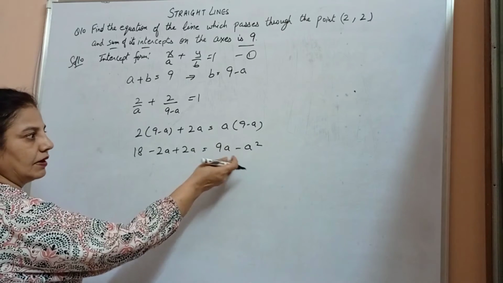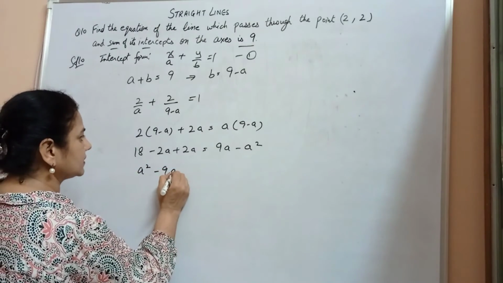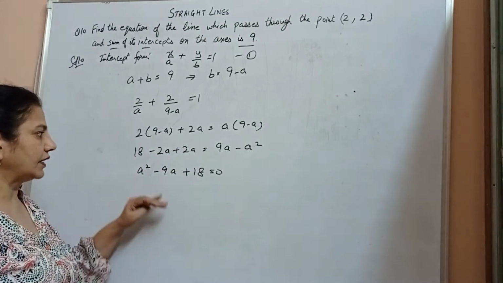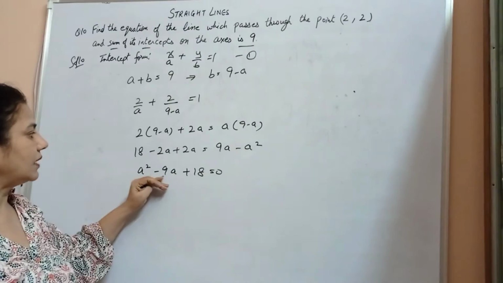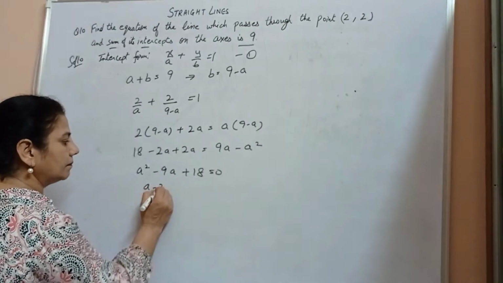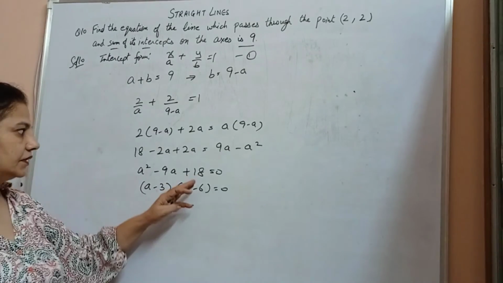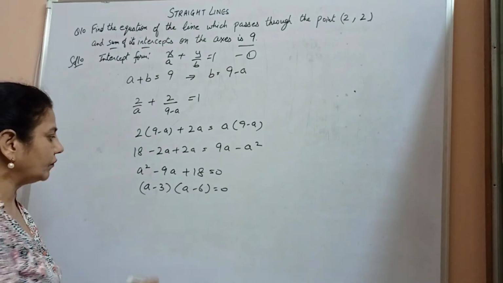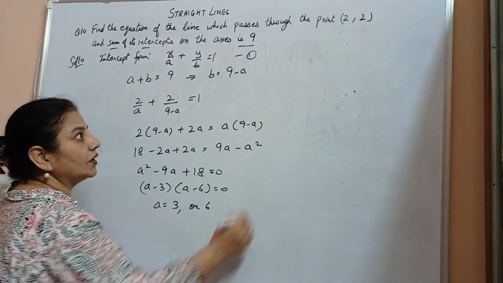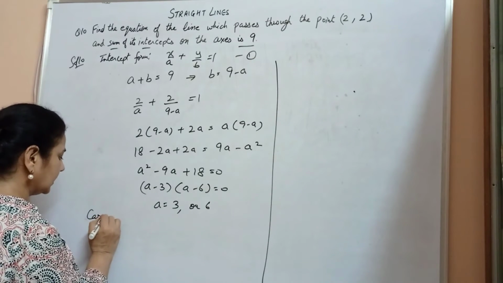Take 9a minus a square to left hand side, so that we get a square minus 9a plus 18 is equal to 0, because minus 2a and 2a will cancel out. Make the factors. We get a minus 3 and a minus 6 is equal to 0. The factors of 18 are 3 and 6. So the value of a is equal to 3 or 6. Now if a is 3, we consider case 1.